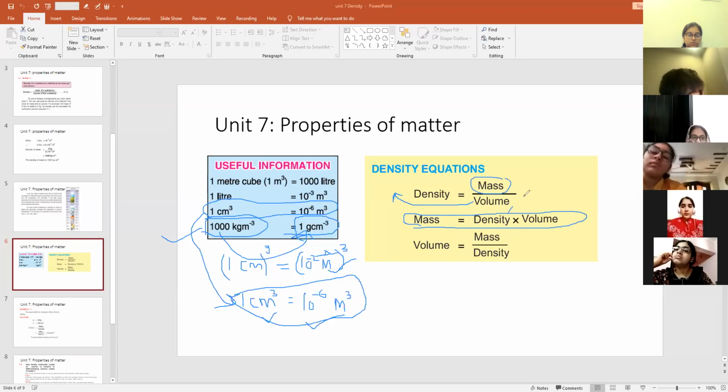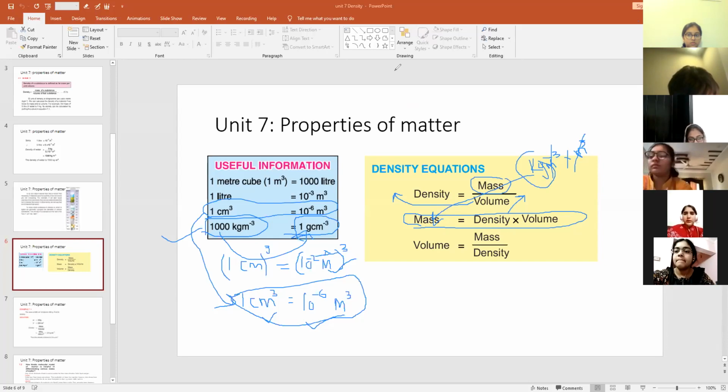The SI unit for density is kg per meter cube. And when you multiply with volume, which is in meter cube, this meter cube will cancel out with the meter to the power minus 3, and you will be left with kg, and that is the unit of mass. So you can even get the exact unit of mass when you multiply. So this formula is correct. Whenever you have to find the mass, you have to use the formula mass equals density into volume.